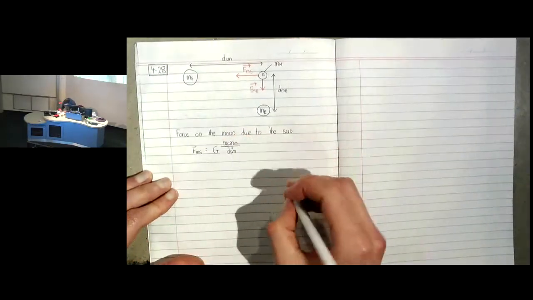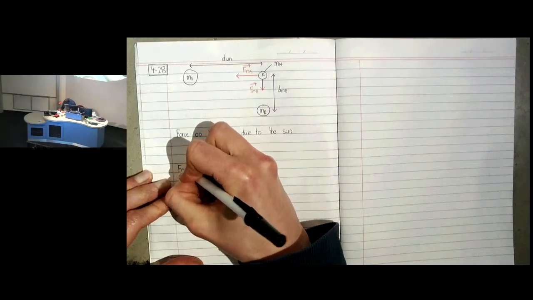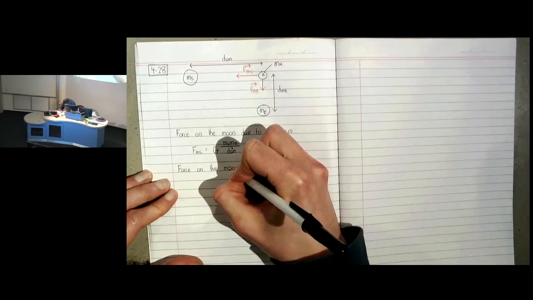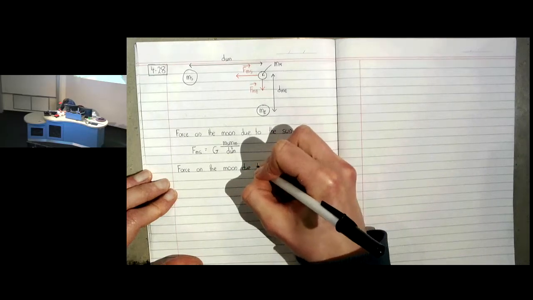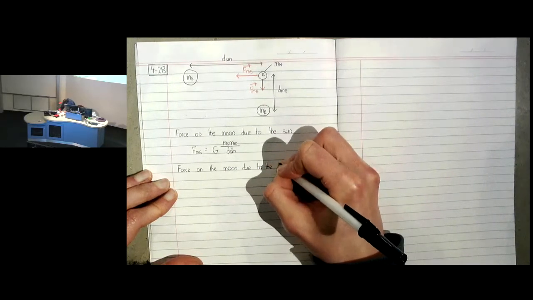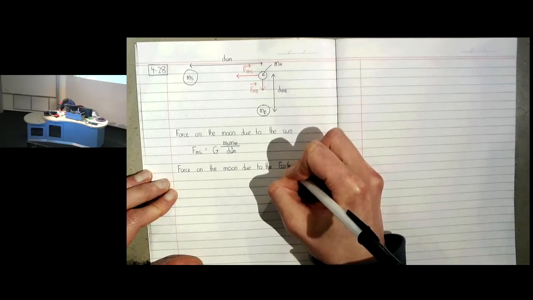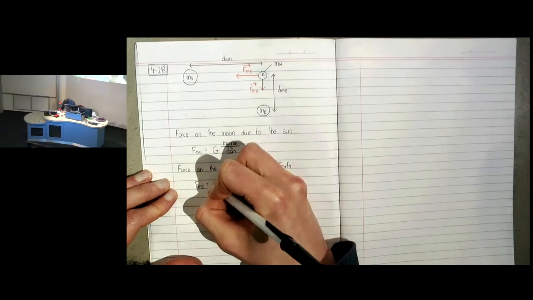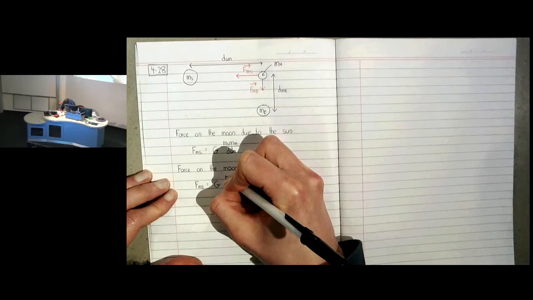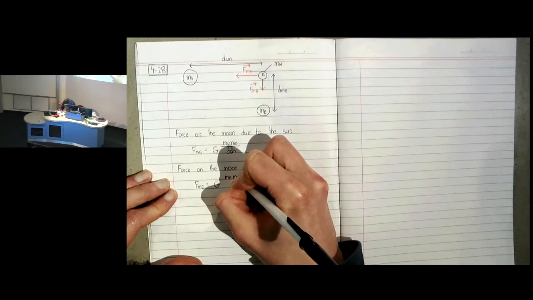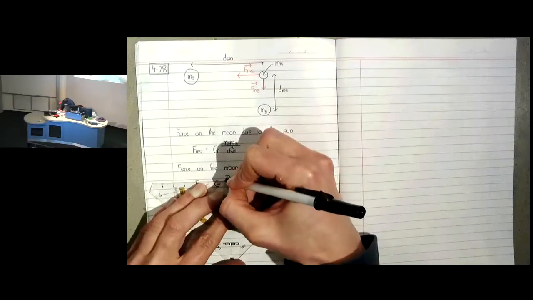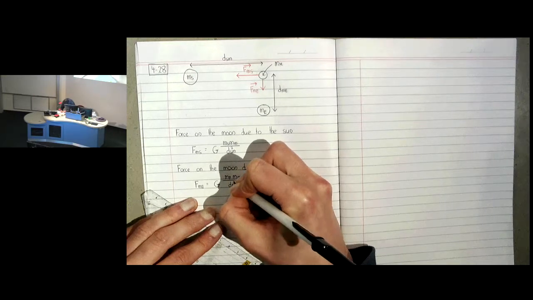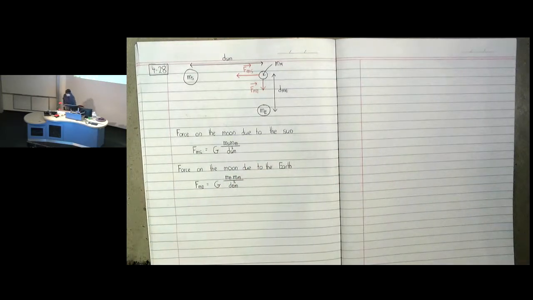And similarly, the force on the moon due to the Earth is given by an expression which is exactly the same, but with the mass of the Earth in place of the mass of the sun, and with the distance from the Earth to the moon in place of the distance from the sun to the moon.